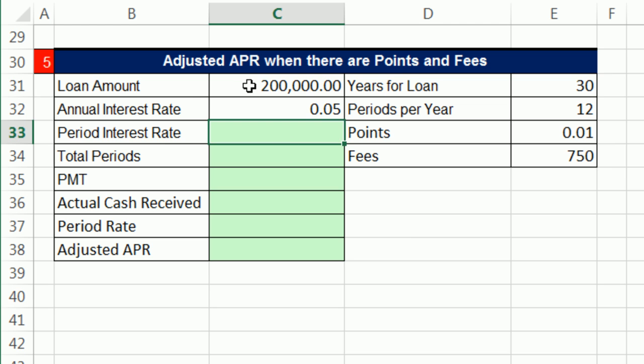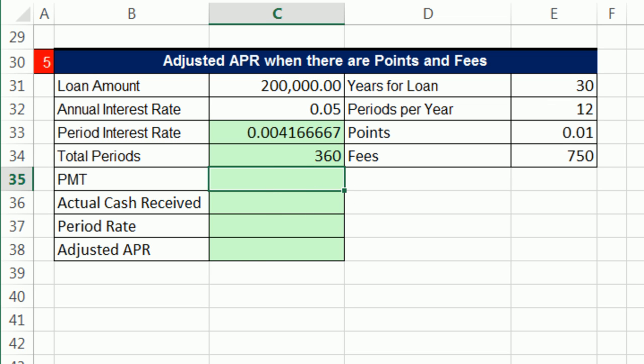Now, since we borrowed $200,000, we're actually going to have to make our periodic payment here based on that $200,000. But when we go to figure out what the adjusted APR is, that's where we take into consideration these. All right, ready? The period rate equals 5% annual rate. Notice I have it as a decimal here. It does not matter if you have it as a percent or a decimal. So that divided by number of periods. Enter total periods. This is a 30-year home loan, so 30 times 12 will give us 360.